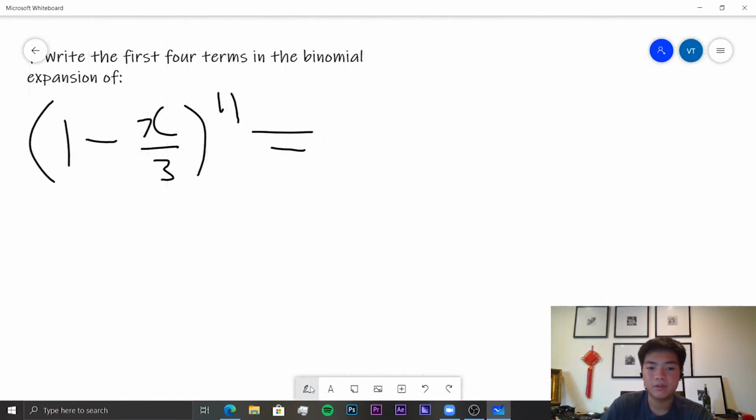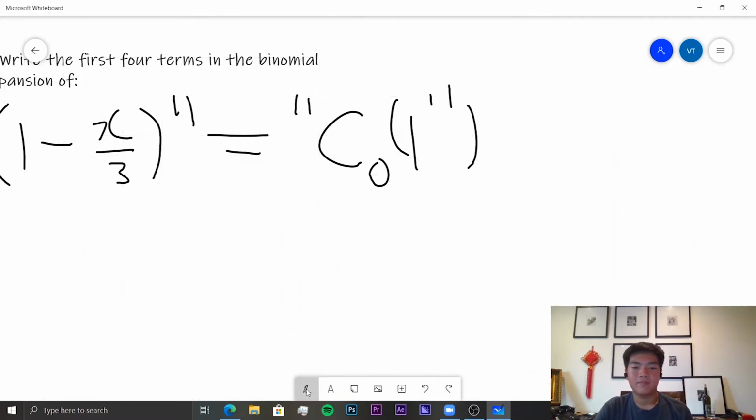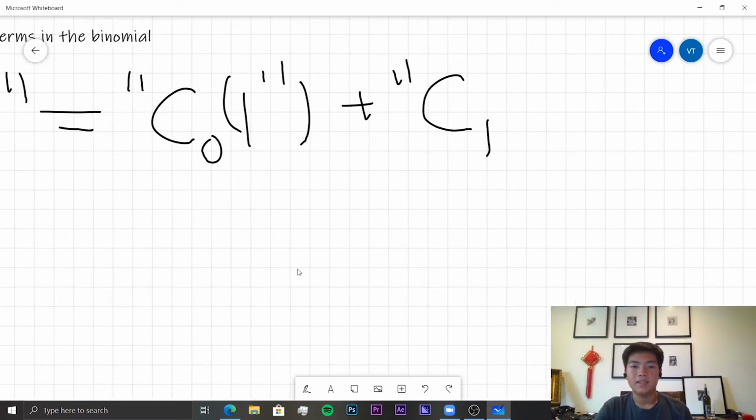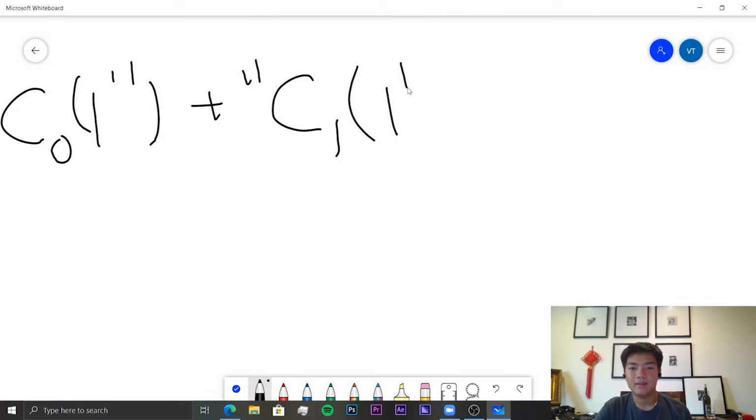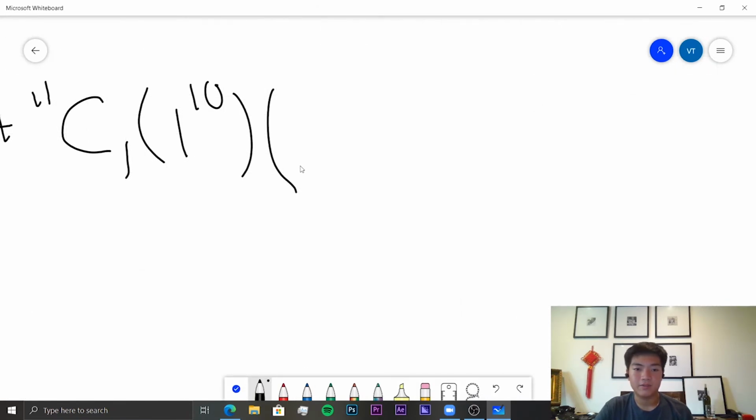So the first 4 terms would be, first of all, 1, since if we write this out, this would be n choose 0, in this case 11 choose 0, times 1 to the 11. And then next we would have 11 choose 1 times 1 to the 10 times negative x over 3 to the 1, plus 11 choose 2.